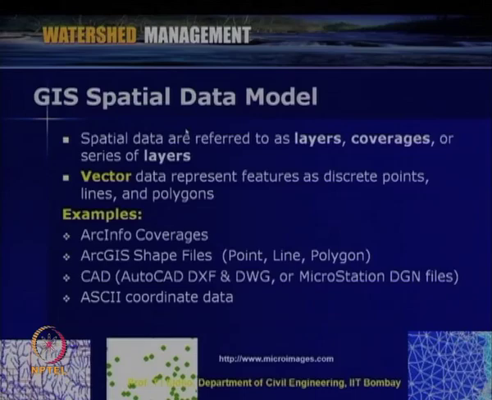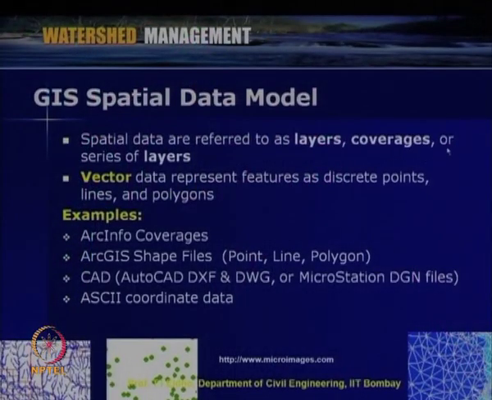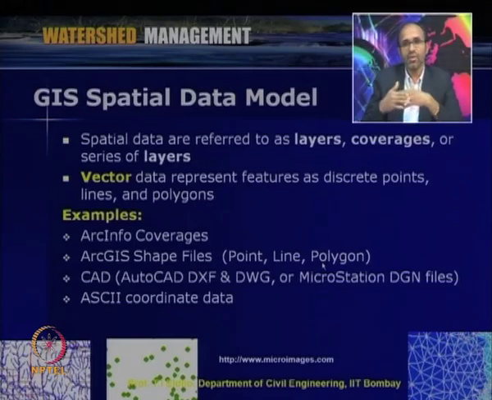Then GIS, as I mentioned, is giving the spatial variation, and based upon that we are generating new maps or new data sets. So the spatial GIS, as a spatial data model, the spatial data are referred to as layers or coverages or a series of layers. As I already mentioned, it can be a single layer, or it can be various coverages within that layer itself, or it can be a series of layers superposed or overlaid depending upon the needs. So that way the data can be put as either raster variation or vector variation.